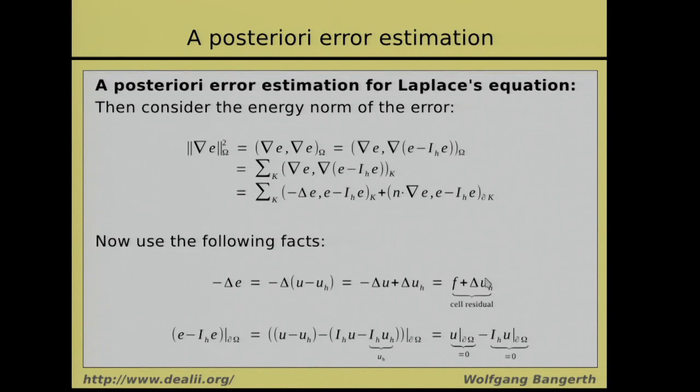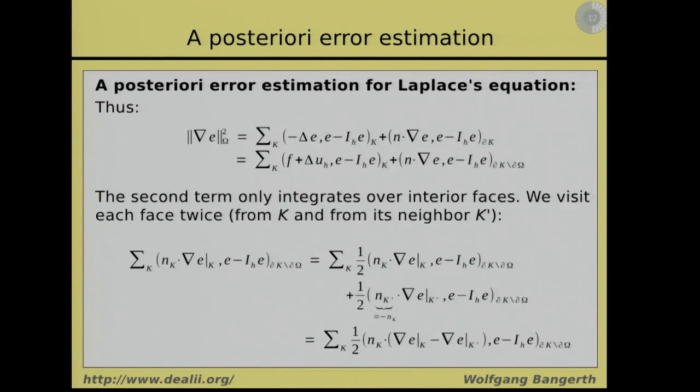So the reality is that in all of these integrals over here, these integrals over the faces, they really are only over the interior faces, right? Because on all of the faces that lie on the boundary of the domain, these terms would be 0. The second factor in this integral is 0. All right, so if I put this in here, then I have that the exact error integrated over the domain is a sum over cells, F plus Laplace UH times E minus IHE, integrated over every cell, plus n times gradient E times E minus IHE on only the interior faces.